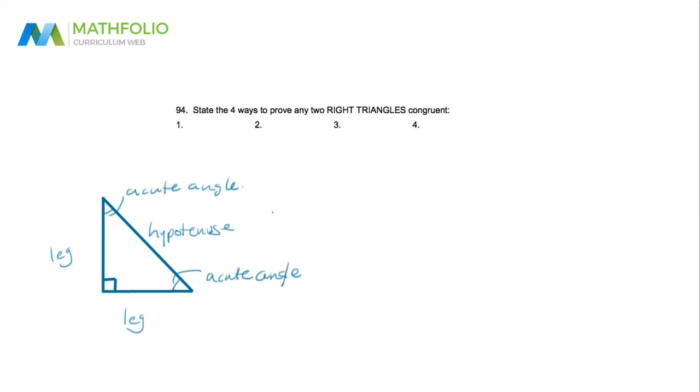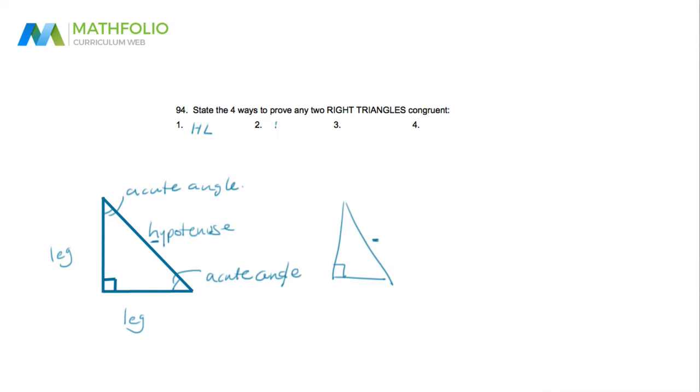Well, state the 4 ways to prove that any right triangles are congruent. Well, the first one is hypotenuse and leg. If you've got two triangles and you know the hypotenuse is the same in both of them, and also one of the legs is the same, then that would prove congruence.